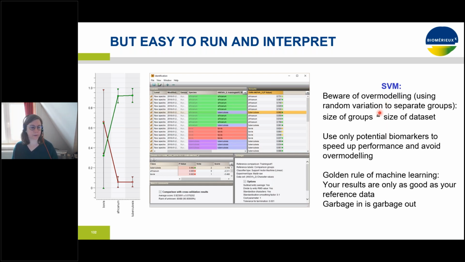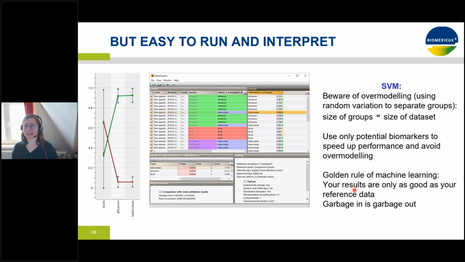So your size of groups should be more or less the size of your data set. And if you have very small groups, then it's actually best to limit the data set that you would input into the support vector machines by, for instance, first doing the search for the potential biomarkers and then just use those. Also, a very, very important rule is your reference set.